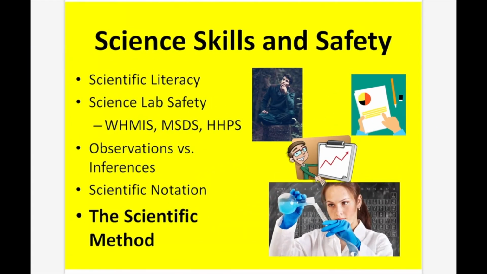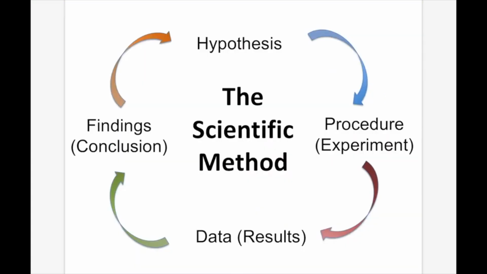Science, skills, and safety. In this lesson, we're talking about the scientific method. So what is a scientific method? The scientific method is a process of figuring something out through experimentation. Within the scientific method, we're going to hypothesize, we're going to come up with a procedure in order to test that hypothesis, we're going to collect data, and then we're going to come to a conclusion.